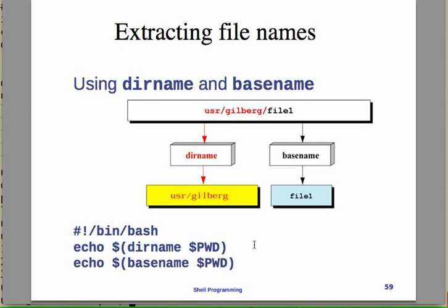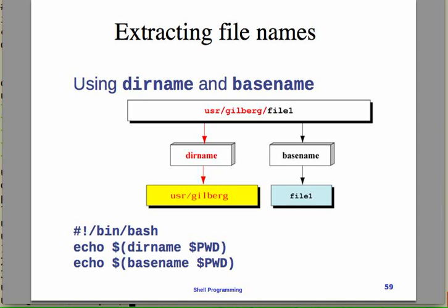Take a quick look at extracting file names from a path. So let's say you have /user/Gilberg/file1. Everything except for the very last part of this path is considered the dir name, or actually the dirname command gets you everything but the very last thing. And the last part is something that you can extract from this path using the command basename.